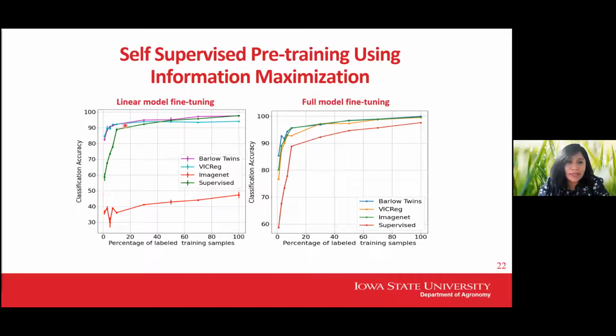When we are doing self-supervised learning with linear model fine-tuning, we find that the self-supervised learning method, Barlow Twins, is working better than ImageNet, which is here, and supervised machine learning. And we see that especially when we have fewer samples, our self-supervised learning method is giving more accuracy, around 93-94% compared to supervised with around 10% of the samples.